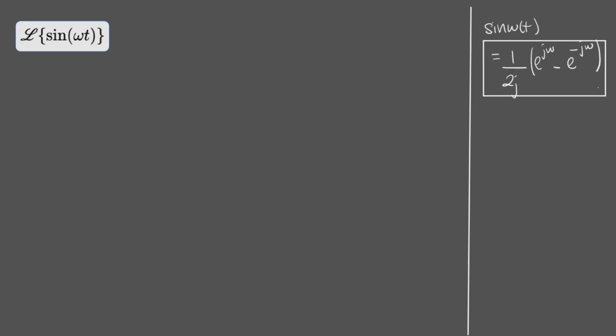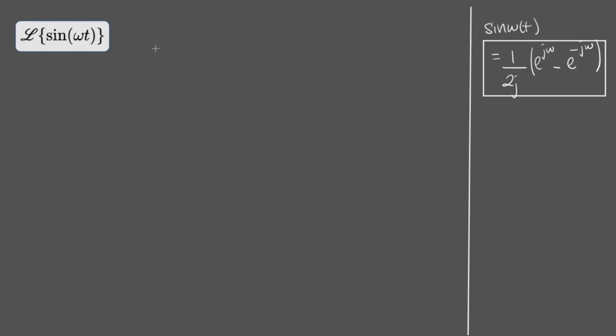Okay, so that's sine omega t is equal to 1 over 2j. J is our complex number for electrical engineering. e to the j omega t minus e to the minus j omega t. Okay, so this is our super tool that's going to help us solve this integral. You can check it with your calculator. This is how you write trig functions exponentially.